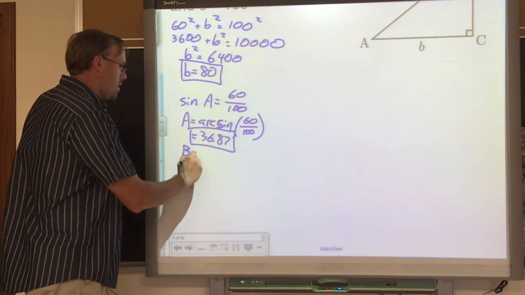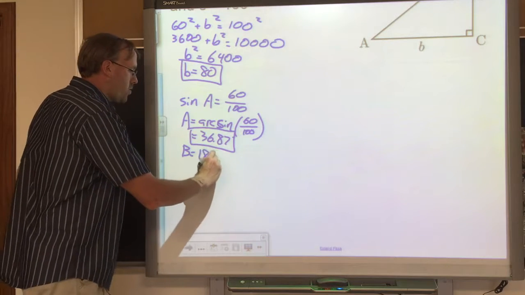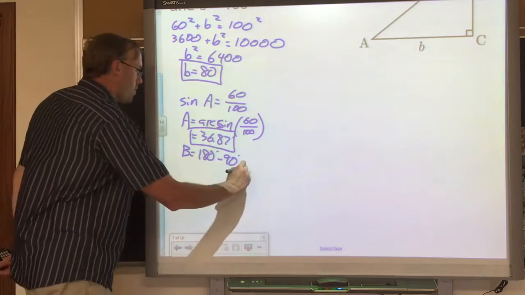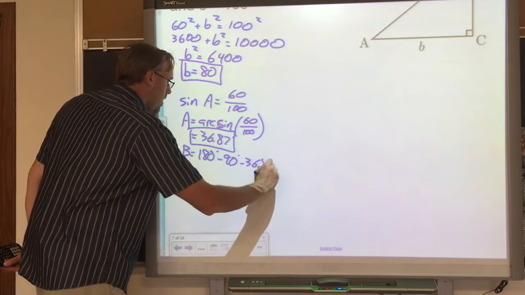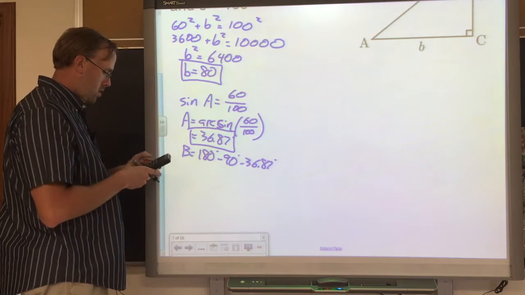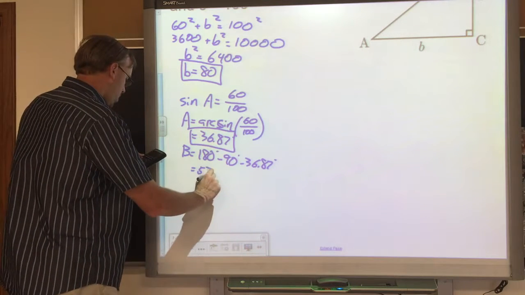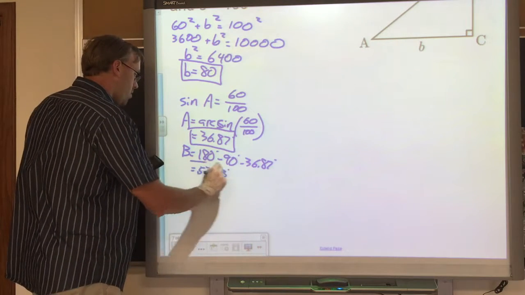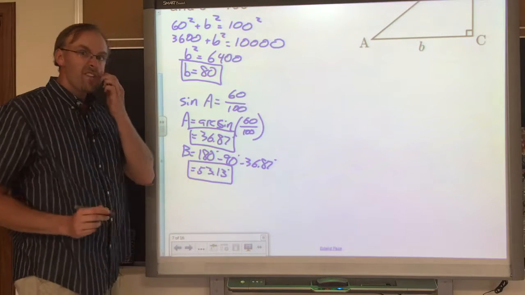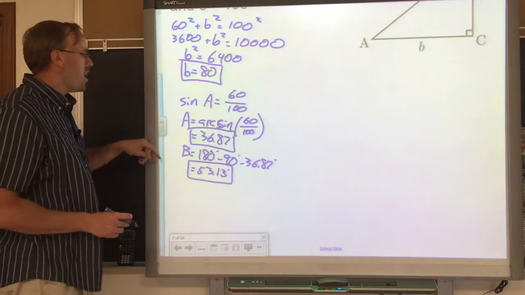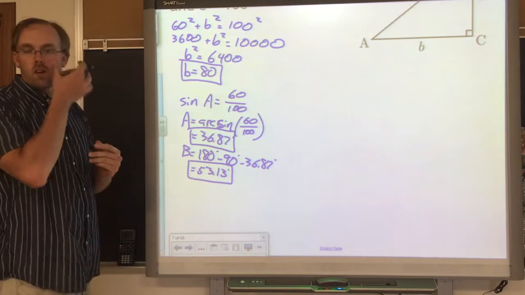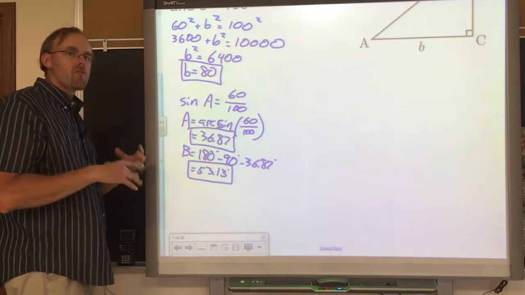So angle B has to be 180 degrees minus the 90-degree angle, that's always there, minus 36.87 degrees. And we get 53.13 degrees. So this is how we handle a right triangle problem where we're given two sides and not an angle. We have to use inverse trig functions to take a ratio and give us an angle.